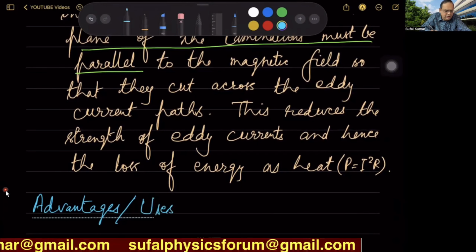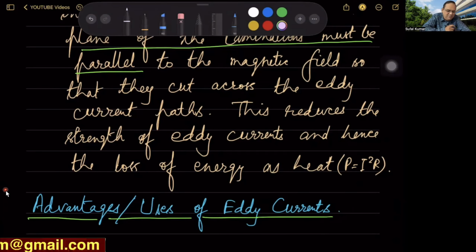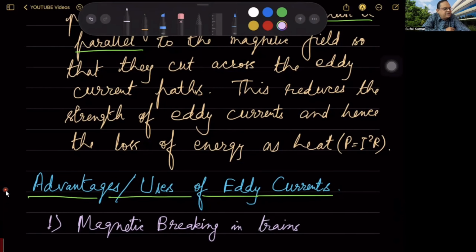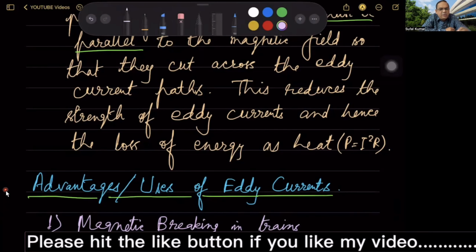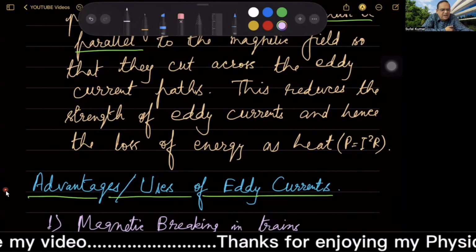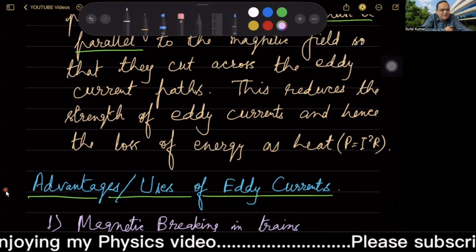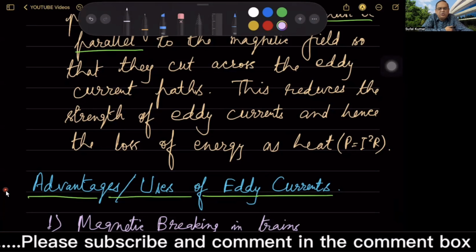Advantages, public uses: magnetic braking in trains, very important. Number one, in trains, strong electromagnets are situated above the rails. When activated, they produce eddy currents which oppose the motion of the train. As there is no mechanical contact, braking is smooth.